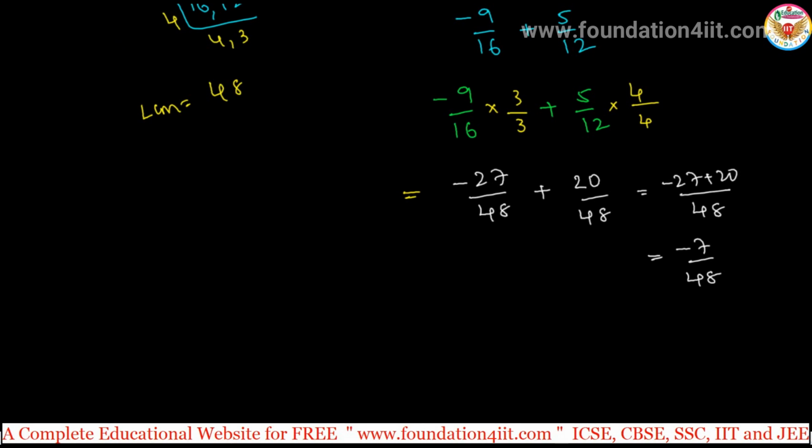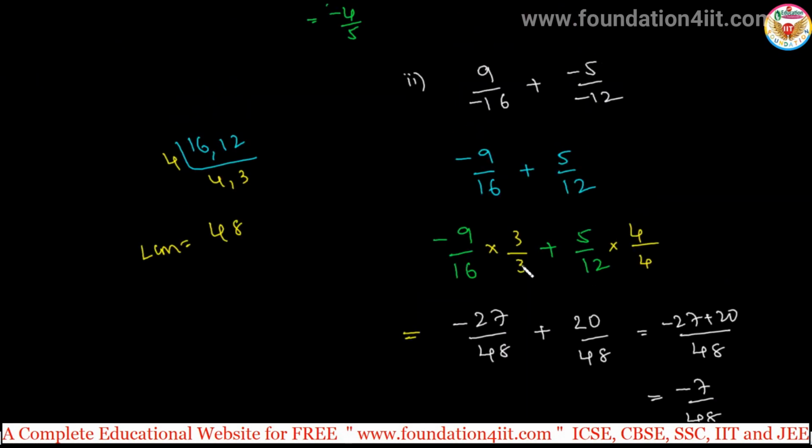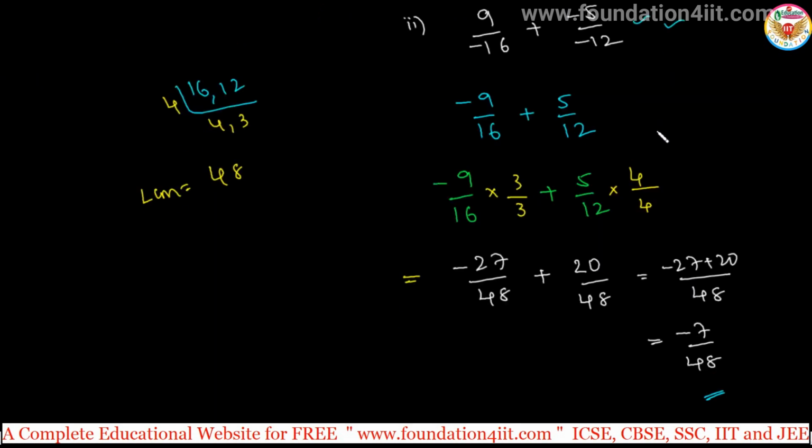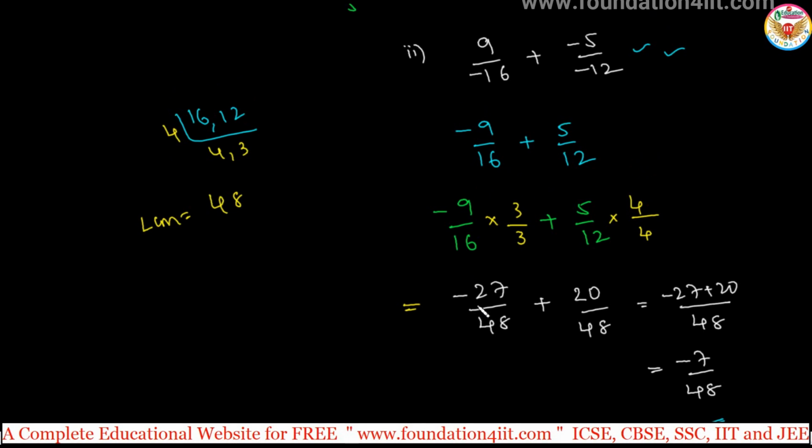And minus 7 by 48 we can't simplify further because there is no common factor. If there is any common factor, you can write it in simplest form. Not only two fractions, if there are more than two rational numbers also, we apply the same. Just make the denominator the same, then directly add or subtract the numerators according to the symbol. This is how we can do addition. The same concept you can do in subtraction also.